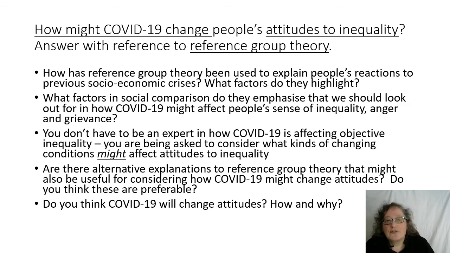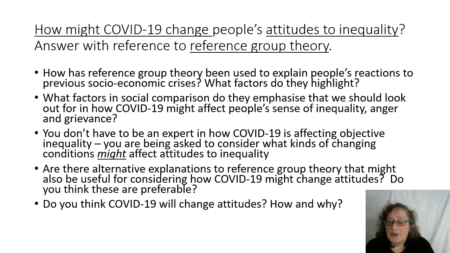Instead, you might want to look at how reference group theory has been used to explain people's reactions to previous socioeconomic crises and to consider what factors they highlight. Particularly, the readings that we've looked at on this topic emphasise particular kinds of social comparison that people can engage in. So what kinds of social comparison do you think COVID-19 might provoke in people, and how might that affect people's sense of inequality, anger, and grievance? You should also think about whether there are alternative explanations to reference group theory that might also be useful for considering how COVID-19 might change attitudes.